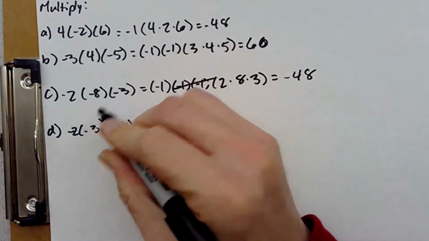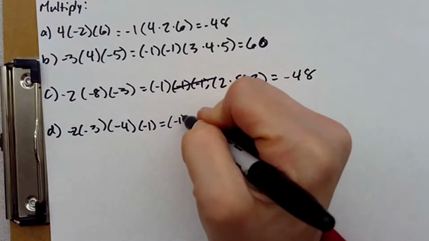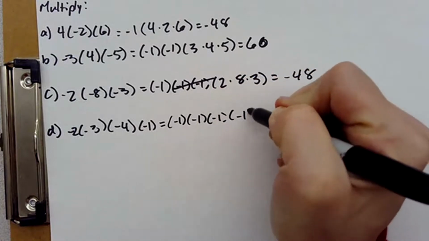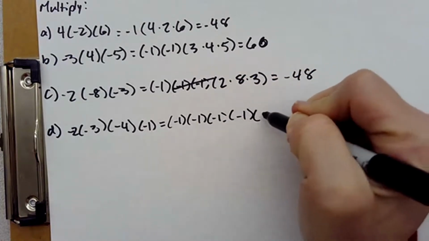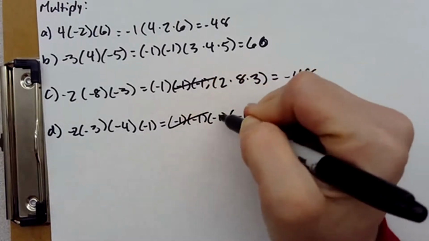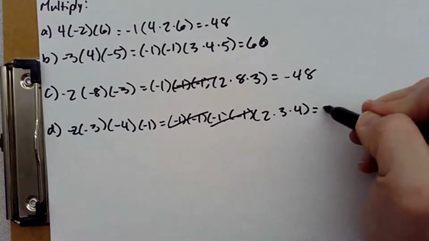Finally, -2 times -3 times -4 times -1 is -1 times -1 times -1 times -1 times 2 times 3 times 4. Well, those two cancel for a +1. Those two cancel for a +1. 2 times 3 times 4 is 24.